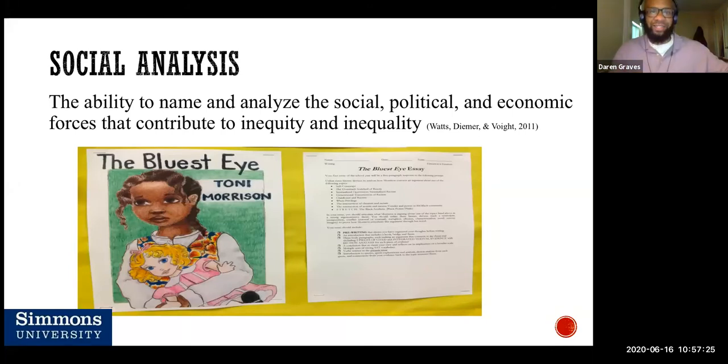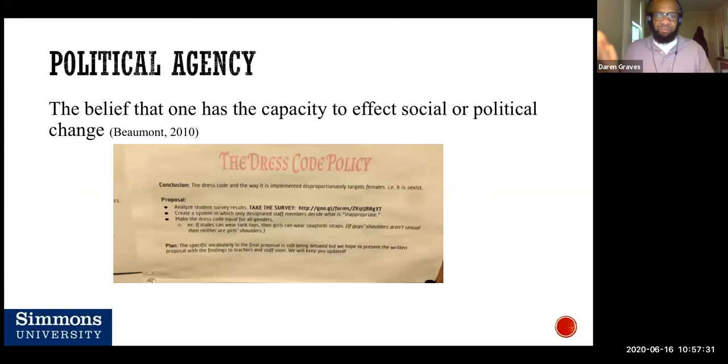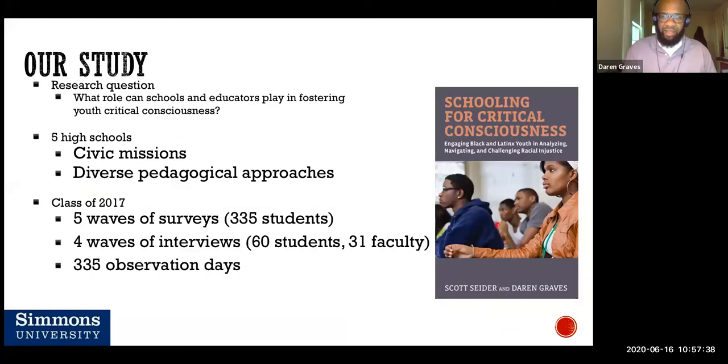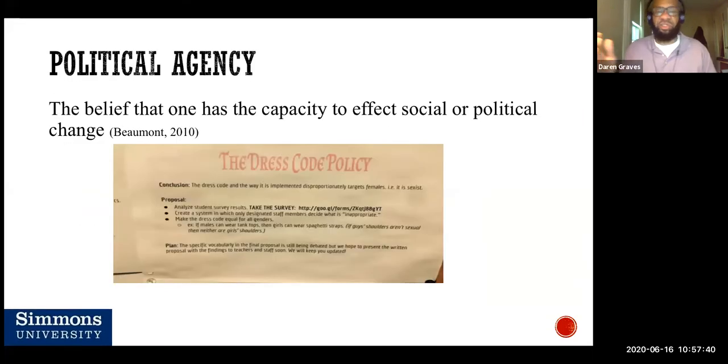So social analysis is the ability to name and analyze these forces. Political agency is a belief that one has the capacity to affect change, okay? That's what I was just talking about. And oh, I'm sorry, I must have missed a slide. There's a third slide that should have said action, right? That's about the various activities of actually enacting the change in the community.